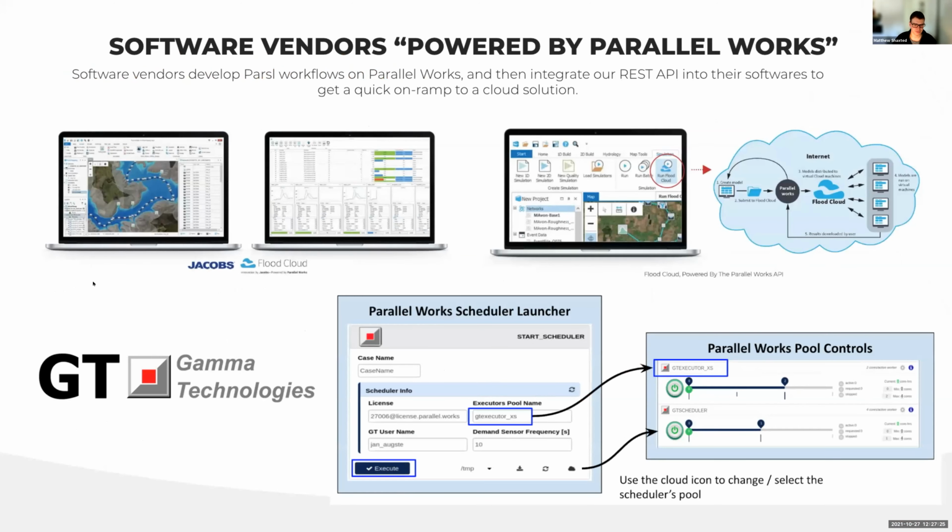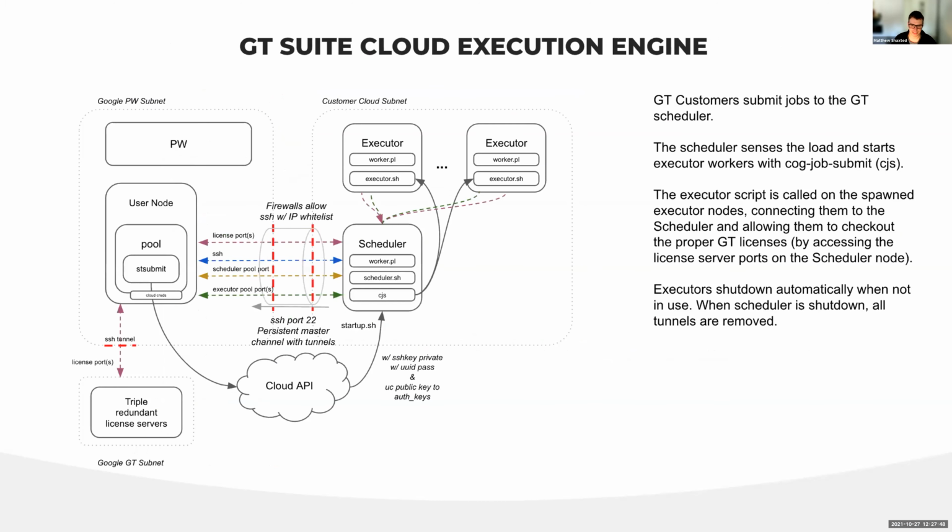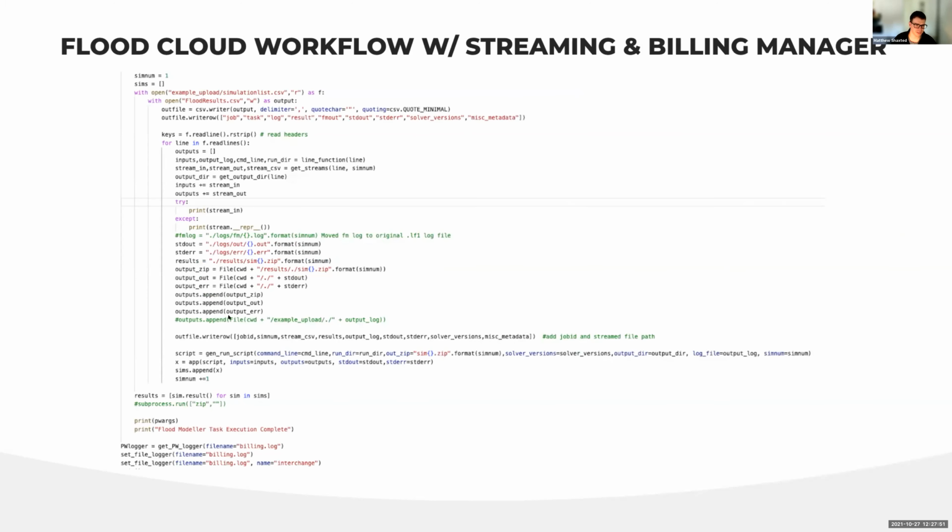We're working with a variety of software vendors as well on enabling their software to run in the cloud. So we call them our powered by ParallelWorks solutions. One that's been our customer since almost the beginning is Jacobs Engineering. They have a flood modeling software that connects right to our API that is executing Parsl scripts in the background. I took a little screenshot of that, just so you can see the workflow here.